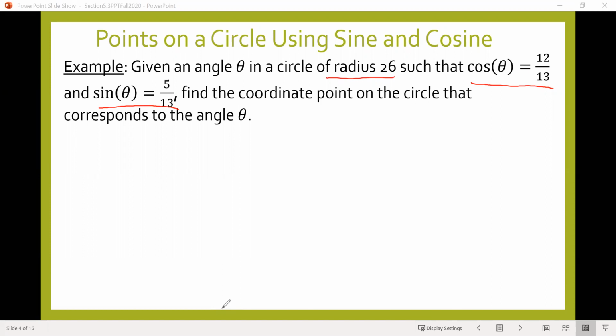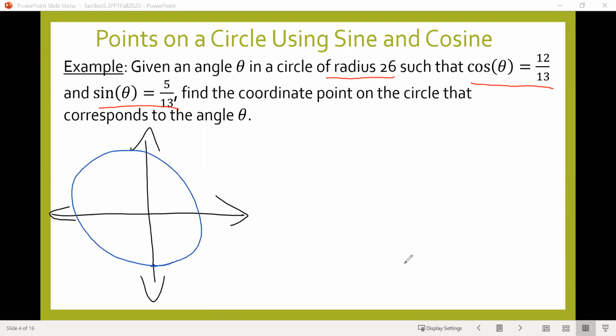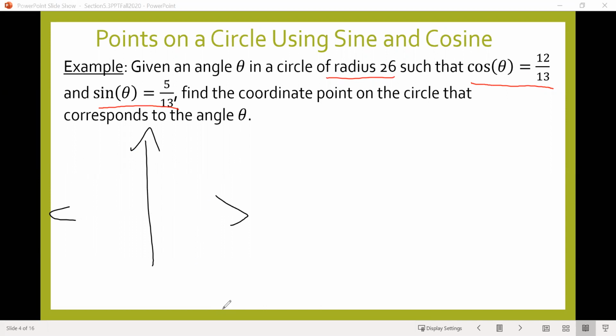So let's again draw a picture to see what's going on here. I'm going to have my coordinate axis, my circle here. That was terrible. Let me draw another circle. That's also, oh my gosh, hold on, I'll get this. Okay, it's a little bit better.